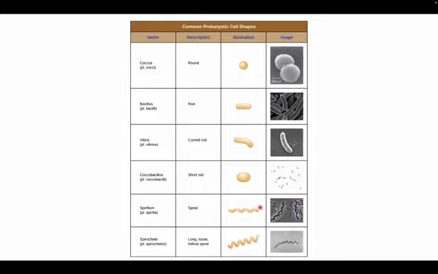If it's spiral, it's called spirillum. And if it's a long, loose helical spiral, I think you can see quite easily a difference between these two. This is a loose spiral, and this is a more contained spiral. So this very long spiral is a spirochete.